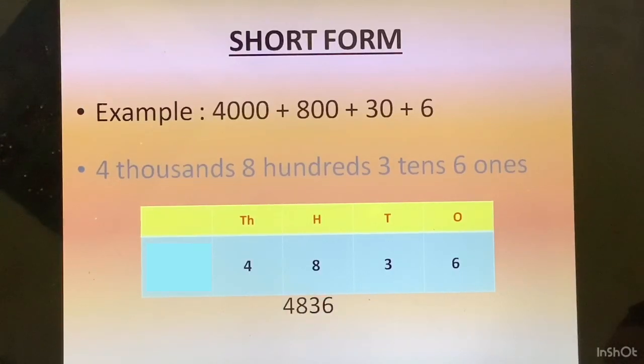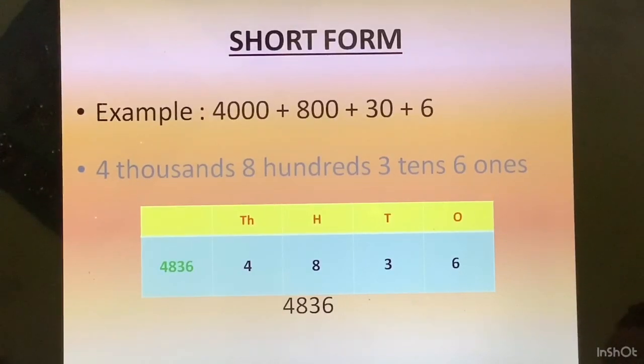Number thus formed will be 4836. The first line where it is written 4000 plus 800 plus 30 plus 6. After that, you can directly write 4836. These two steps that I have shown are for your understanding. You don't have to write these steps when you do sums in your copy.